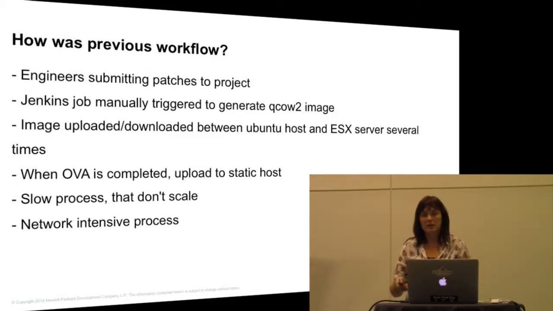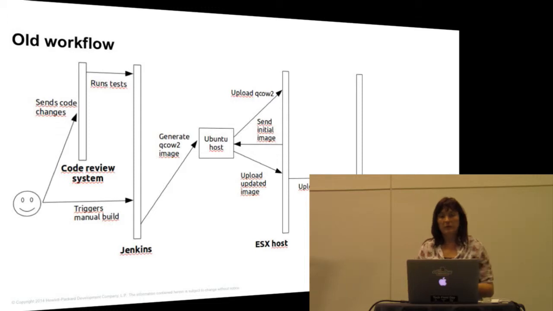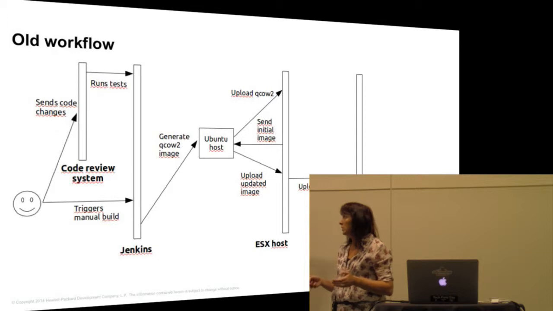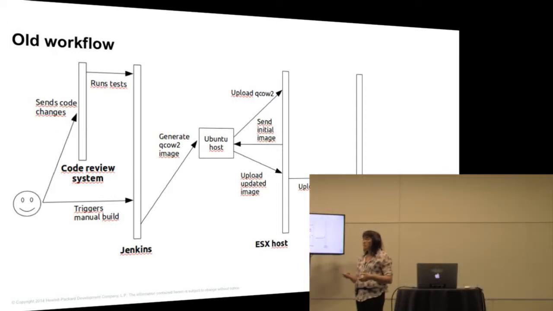So initially, that was the old workflow. We were using Gerrit and Jenkins as well. First of all, engineers were sending changes to Gerrit. Jenkins was running tests there, and all the code was pushed into Git repositories. But then we had a manual step. There was an engineer triggering a manual change to build the image, the OVA image, and it was quite a static process.